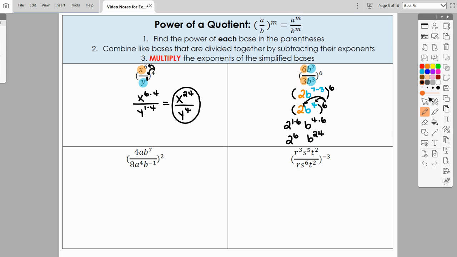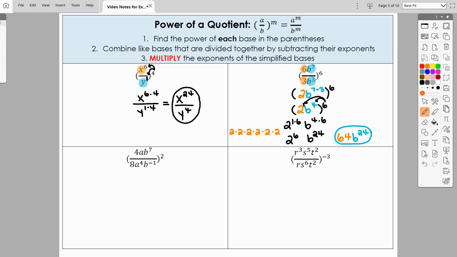I can simplify 2 to the 6 down by doing 2 times 2 times 2 times 2 times 2 times 2. So multiplying 2 6 times, that's what the exponent means. It tells me that I have 6 2's there. And that goes ahead and comes out to be a 64. So my final answer is 64, b to the power of 24.